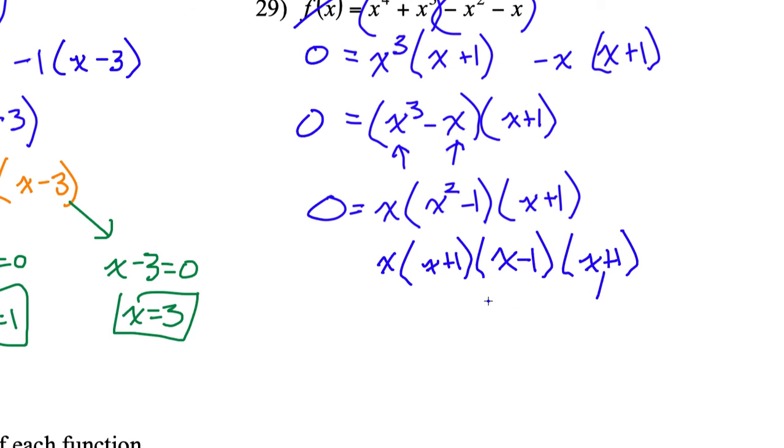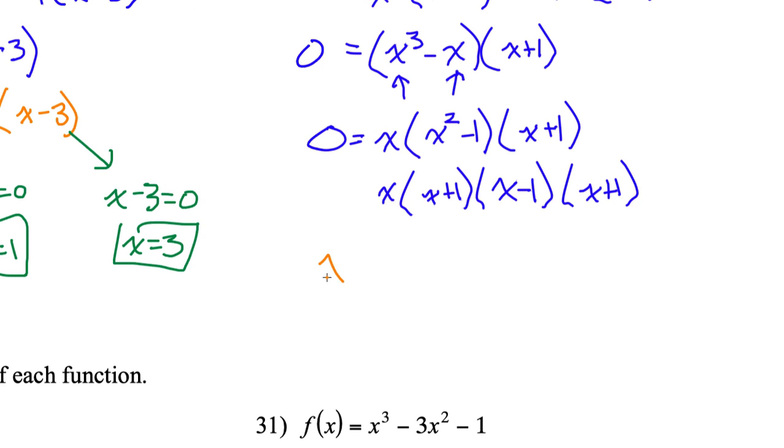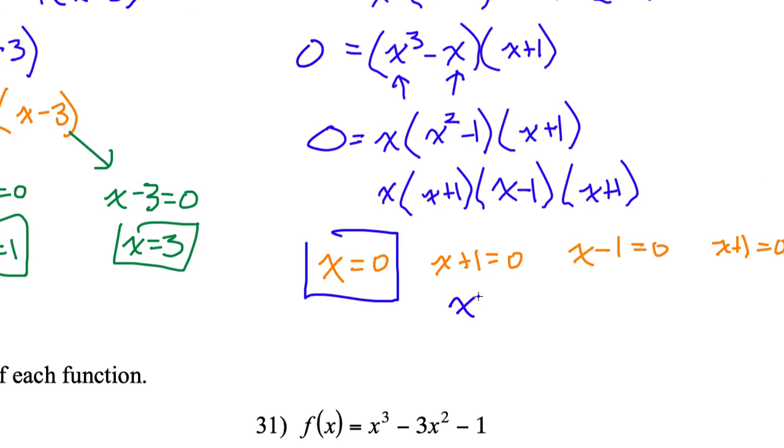There are 2 of these x plus 1s here and here. Set them each to 0. I say now that x is equal to 0, x plus 1 is equal to 0, x minus 1 is equal to 0, and x plus 1 is equal to 0. From there, I know that x is equal to 0, box it. x is equal to negative 1, box it. x is equal to 1, box it.